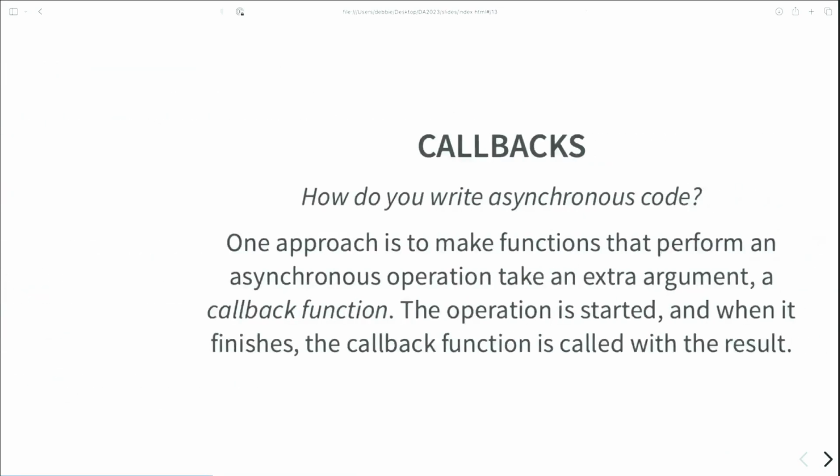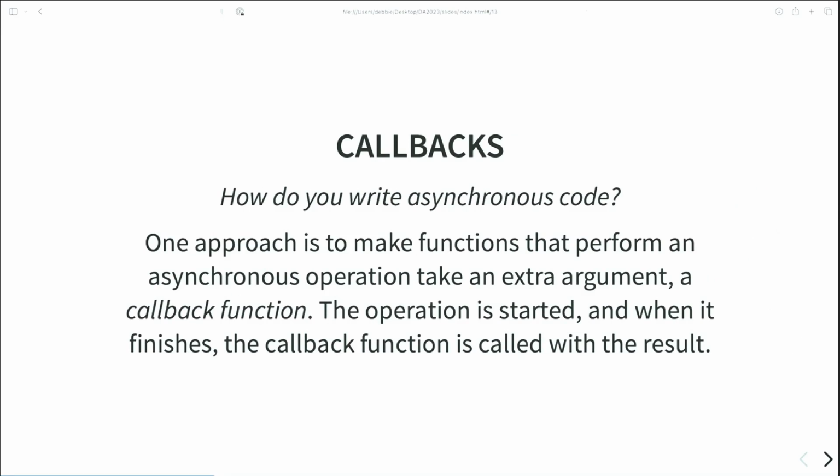So how do you write asynchronous code? The first approach is to use callbacks. This is where the function that you've got that wants to perform an asynchronous operation, like fetching a document, you will supply an extra argument, which is the callback function. So the operation is started by calling the asynchronous function in the first place, and then when it finishes, the callback function is going to be called on the result.